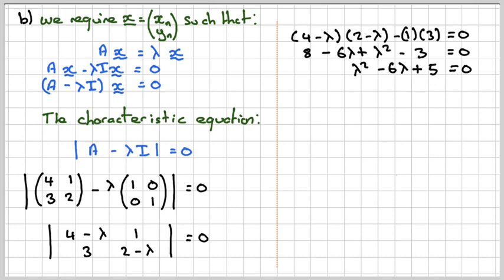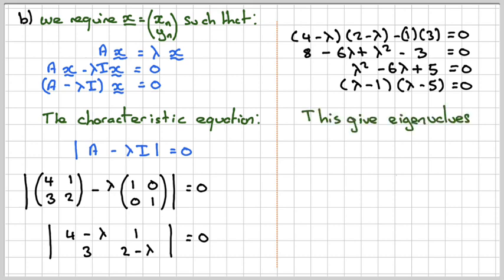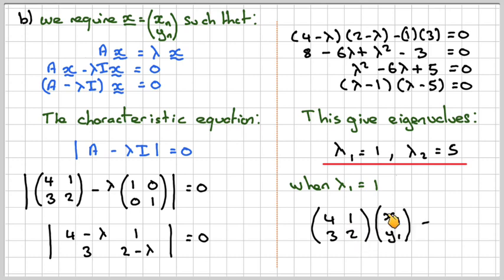So either you use the quadratic formula, but this one actually does factorize quite easily. It's (lambda minus 1)(lambda minus 5). So this will give the eigenvalues of lambda 1 being 1 and lambda 2 being equal to 5. Now if we substitute it back, when lambda 1 is equal to 1, we've got the matrix times our vector, which I'm going to call (x1, y1), equal to 1 times (x1, y1). So Ax is equal to lambda times x.